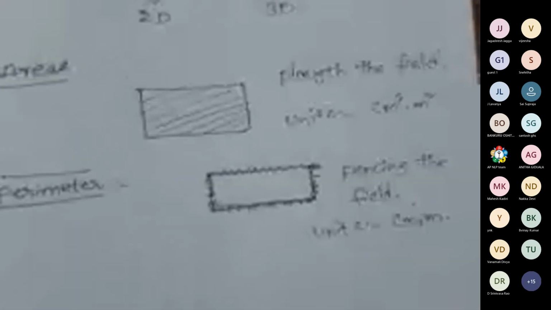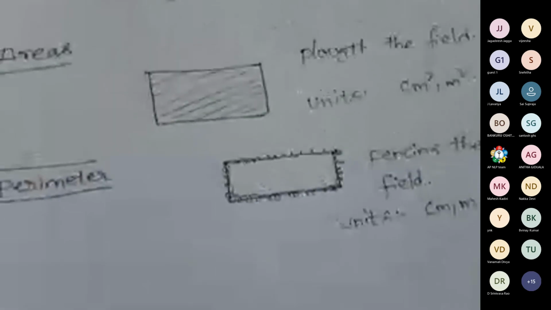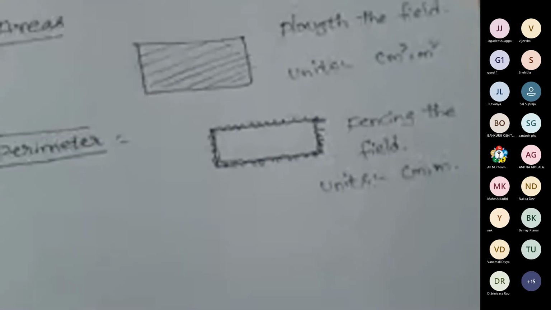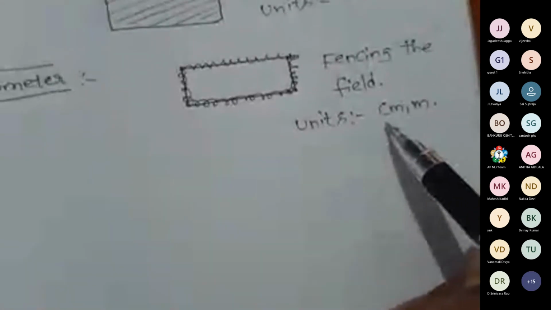This is a very, very important chapter. For SSC CGL, you can expect 3 questions from this chapter. So don't miss it. I'll cover all the basics and total formulas today, 2D and 3D formulas. In the next class, I'll discuss the problems. Very simple: ploughing the field is nothing but area. Suppose if I fence the field, that is nothing but perimeter. The units for perimeter are centimeters and meters.